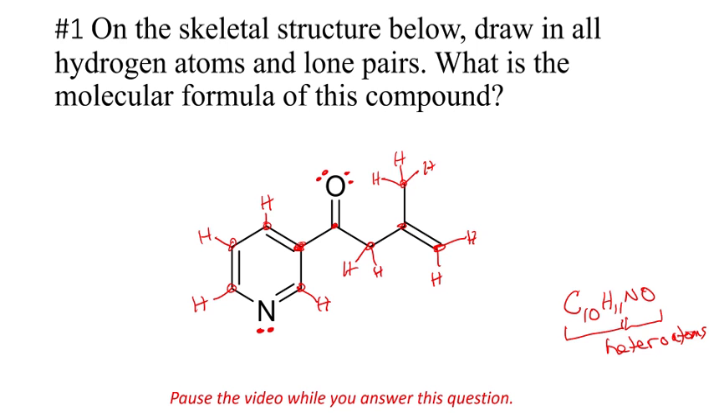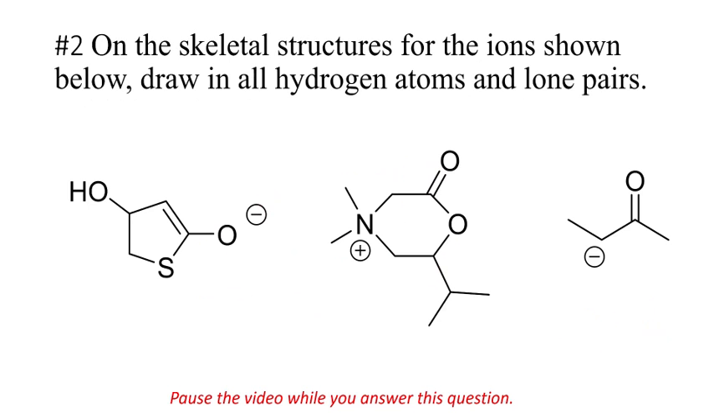Okay, let's try number 2. On the skeletal structures for the ions shown below, draw in all hydrogen atoms and lone pairs. Again, pause the video, take out a sheet of paper, see if you can do it, and we'll talk about it when you start the video again.